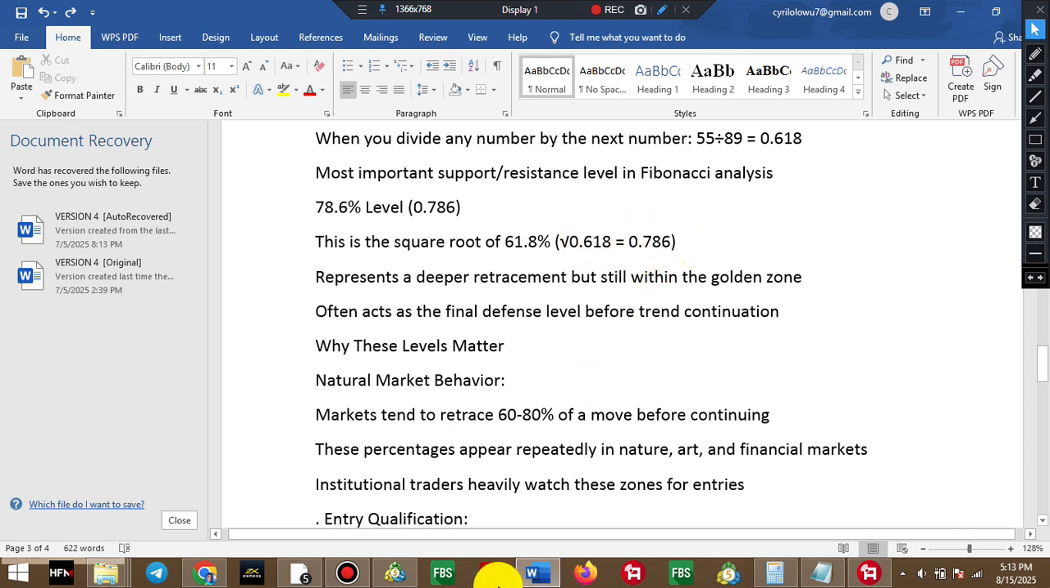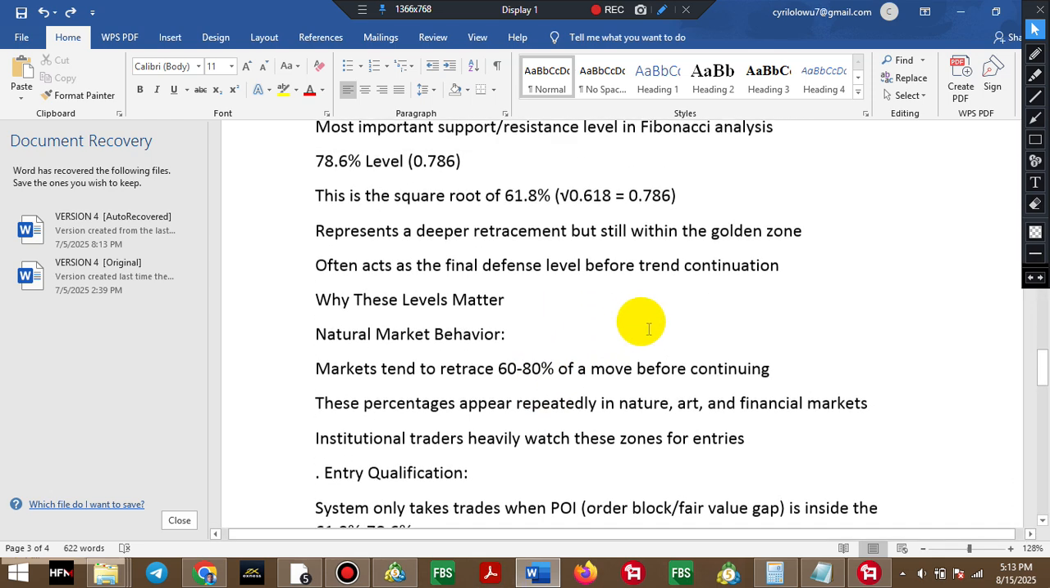Now, the 0.618 or 61.8% is usually the start, right? And then the 0.786 or the 78.6% is the end. That is why when you check the Fibonacci level around this, it tells you start and what? End. So that being said, let's proceed further.